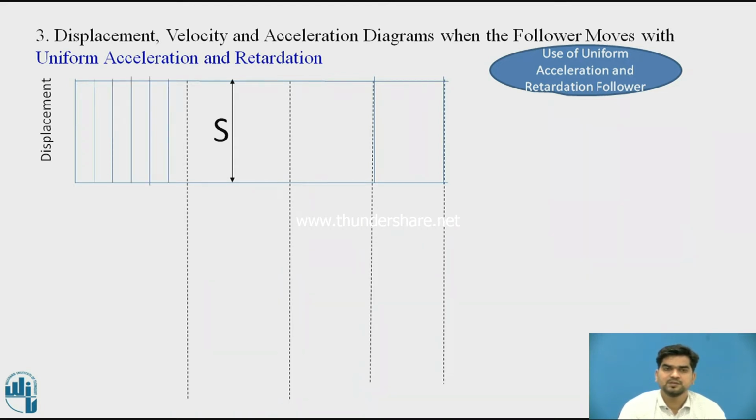Right now we will see the procedure for drawing the displacement diagram. Firstly we have to divide the outward stroke. This is the outward stroke. We have to divide it into an even number of equal parts. As we have divided it into 6 parts, project those lines vertically. Then the next step: this is the middle line, with 3 points on each side, and this is the midpoint of the stroke.